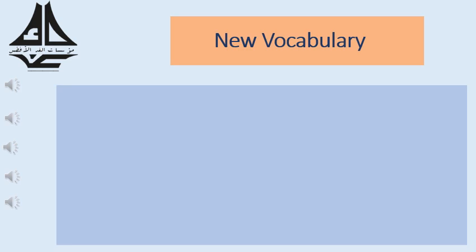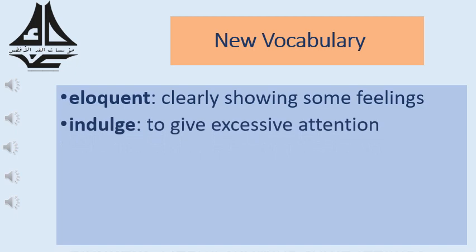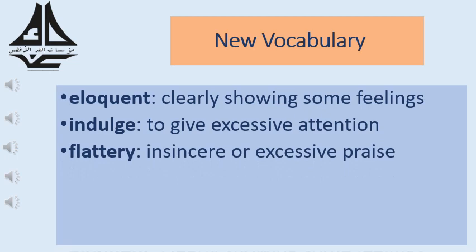Let's check the meaning of the following vocabulary. Eloquent: clearly showing some feelings. Indulge: to give excessive attention. Flattery: insincere or excessive praise. Fibs: childish lies.